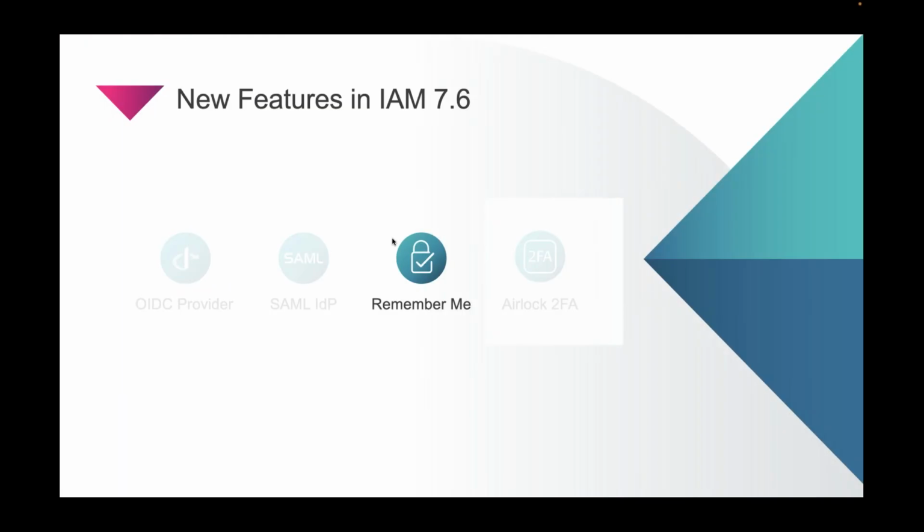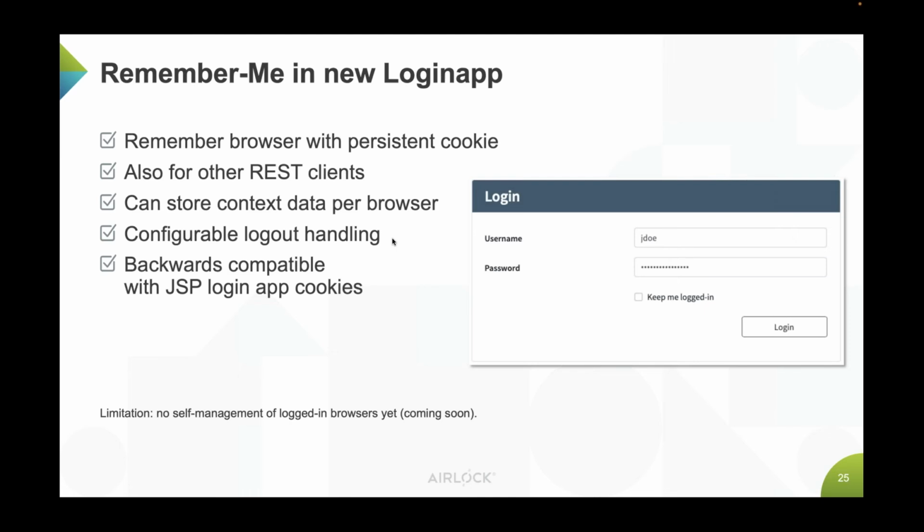Okay, then I will switch to the next feature. One of the new features in 7.6 is the so-called Remember Me feature. Remember Me is a feature that we had in the old Loginapp in a very basic form, and when we transported it to the new Loginapp, we made it more powerful and a lot more flexible.